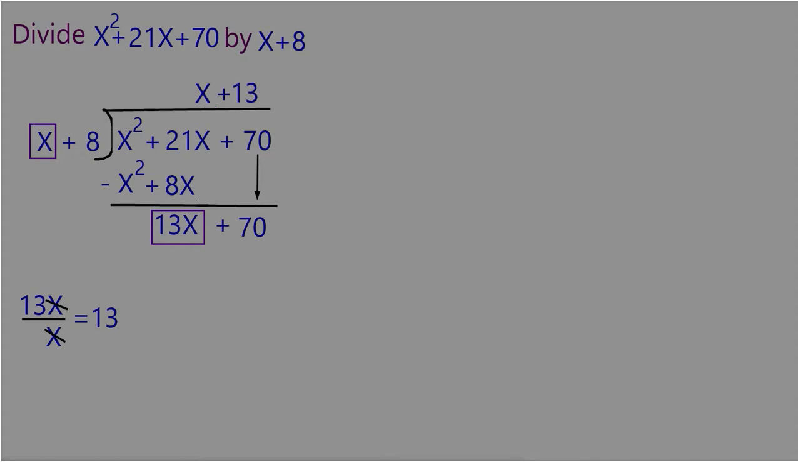13 times x gives 13x. 13 times positive 8 gives positive 104. So we place a plus sign, and then 104. Let's now minus. Because we are subtracting in the opposite direction, in other words, because the larger number is at the bottom subtracting from the smaller one, we will get a negative result. So 104 from 70 gives a negative 34.